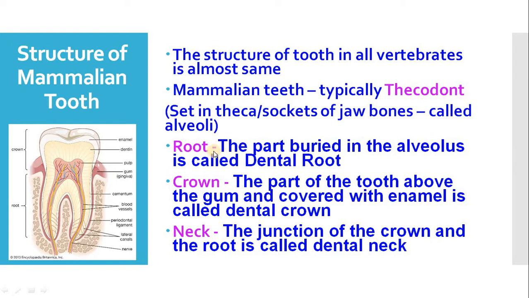The three important parts of a tooth are root, crown, and neck. The part buried in the socket is called the dental root. You can see here. Then the crown, the part of the tooth above the gum or above the socket, which is covered with enamel. That is what is called the dental crown. This total portion is exposed outside of the gum. Then the neck, the junction of the crown and the root, is called the dental neck.